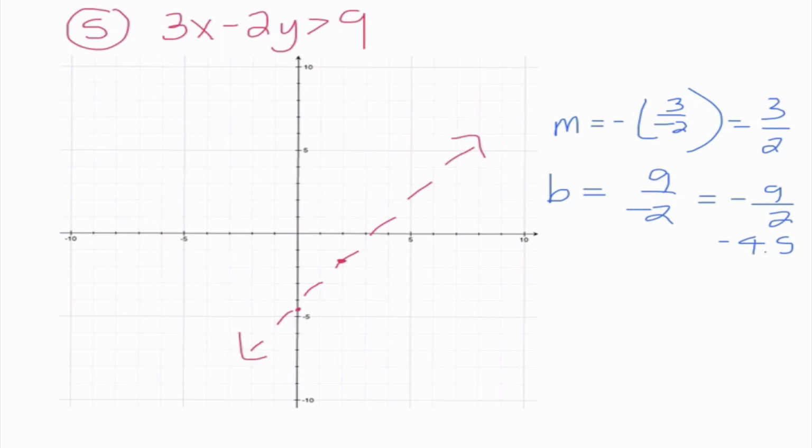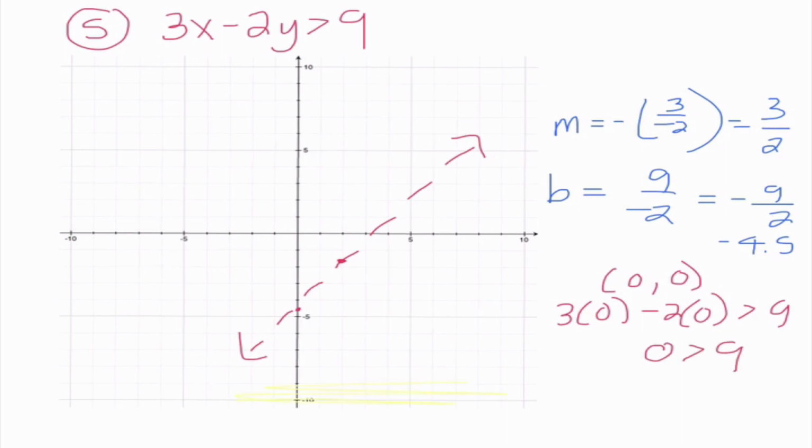Okay, and that's kind of an awful line, but you can get the whole point of that. The reason why it's dashed is because anything on that line is not a solution because of this inequality symbol. When I substitute 0, 0 in, 3 times 0 minus 2 times 0 is greater than 9. Is 0 greater than 9? Of course not. So that means that I'm shading everything to the right of that inequality line. So these are all of my solutions.